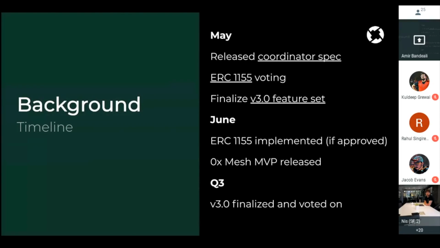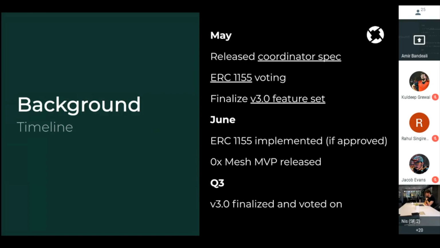And then we also ideally will be finalizing the 3.0 feature set this month. In June, assuming all goes well with the 1155 standard, there will be a vote for adding 1155 support to ZRX protocol. And ZRX Mesh, or the MVP of ZRX Mesh, is planned for release in June as well.